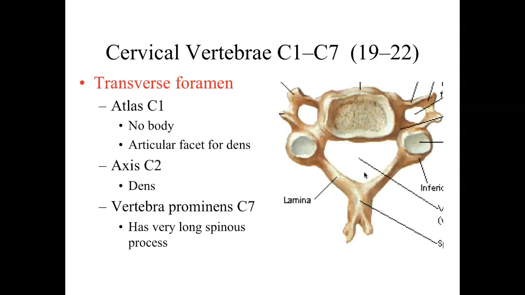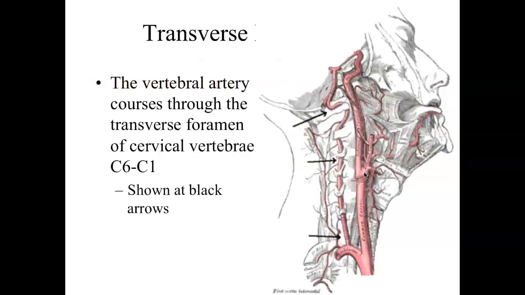Now we're going to talk about the bones in our neck, starting with the cervical vertebrae. Remember, when you come amongst a vertebrae, the first question you're going to ask yourself is, does it have a transverse foramen? So you look at those transverse processes. Is there a hole within it? And what is that hole for?